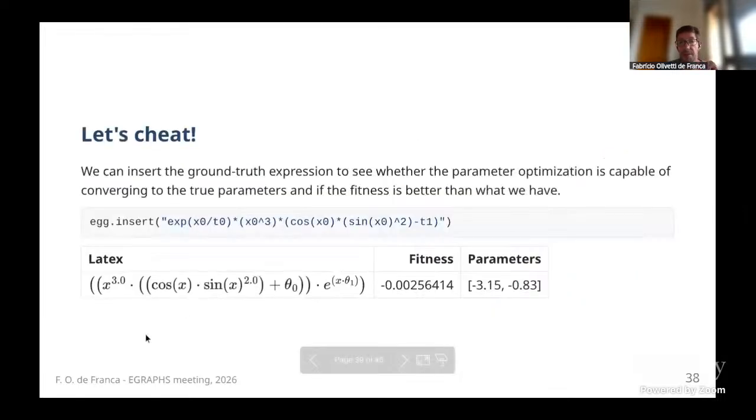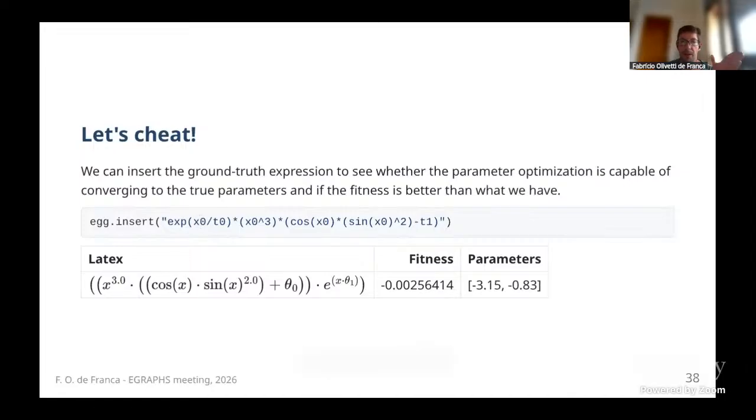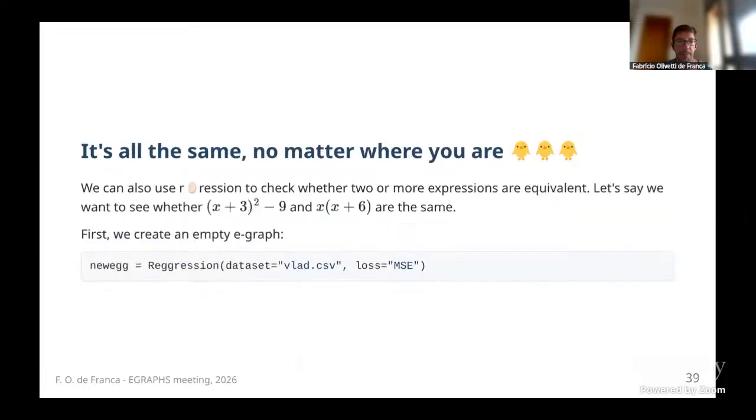I can also manually insert any expression. So we can see here that it's quite easy to write an expression. It's basically a simple notation where x something are the variables, x0, x1, x2, etc. T something is the parameters, theta. And okay, then that's it. So I insert that and it's automatically going to calculate the fitness and estimate the parameters. So we have here that the true expression that I just inserted, which was used to generate the data set, has a better fitness than all of the expressions that we tested so far.